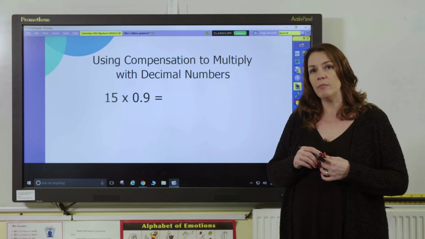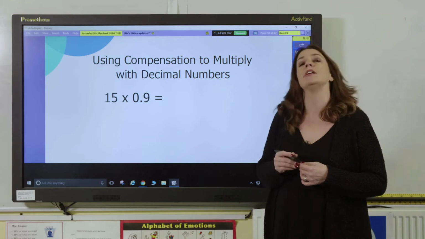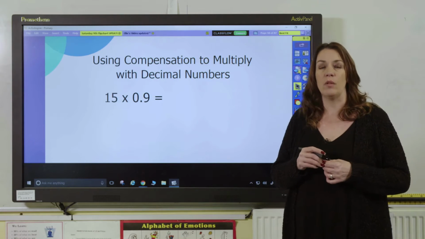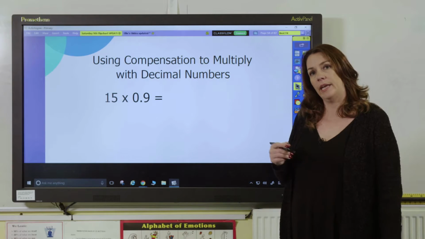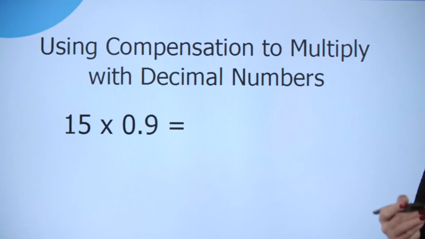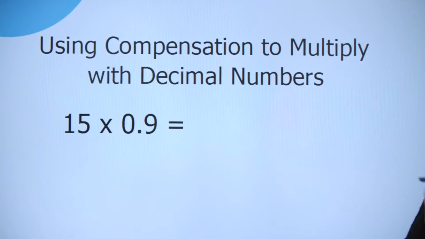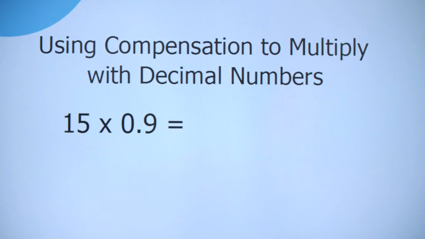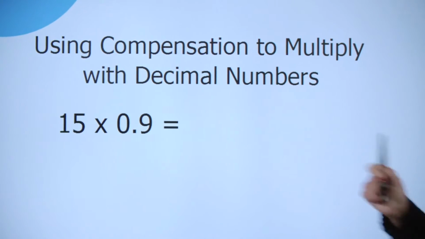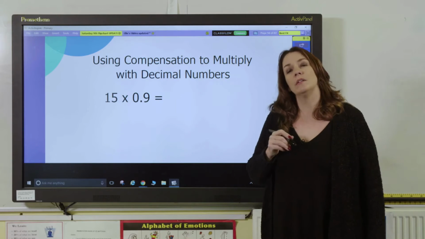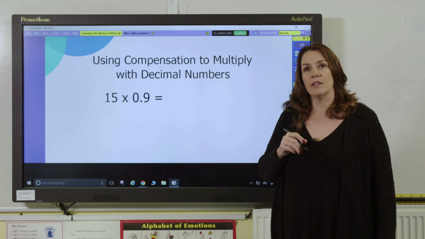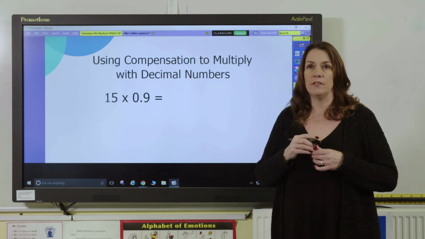Before starting, it's really important that you get your pupils to look at the calculation and make an estimation of what the answer is likely to be. Here we can see that 0.9 is very close to 1, and we can round that up to 1 to multiply it to see what our answer is likely to be. Here, if we did 15 times 1, the answer would be 15, so our answer is going to be somewhere around 15. So let's see how we can use compensation to solve this calculation.